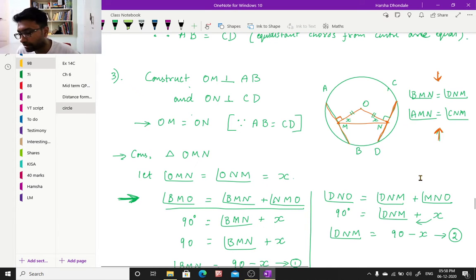Circles, chapter 17. We have solved the first and second problems from exercise 17B. We continue from the third problem. Now I'll read the question. Before we solve, please understand the question very carefully.